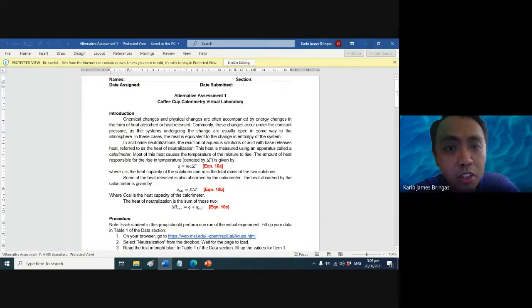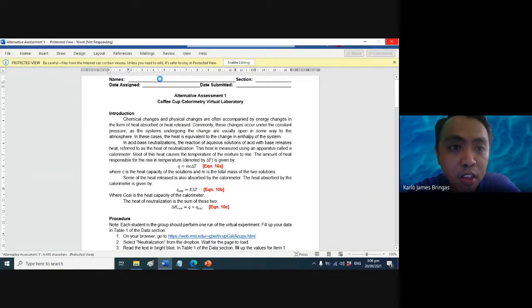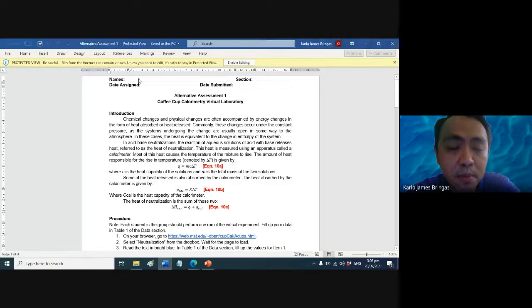So this is your worksheet. So on the worksheet, kindly list down the names of all your members sa group, your section. Under the date assigned, write the date today and the date submitted, which will be next week, Monday.